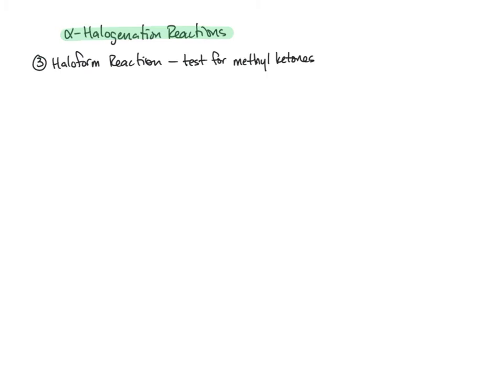The last reaction that we'll learn for alpha halogenations is called the haloform reaction. And this is actually a traditional or classical test for methyl ketones. So if we have the following molecule, one way to name this would be methyl phenylketone.